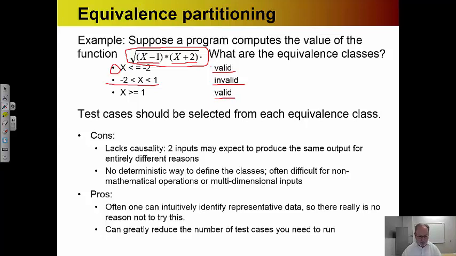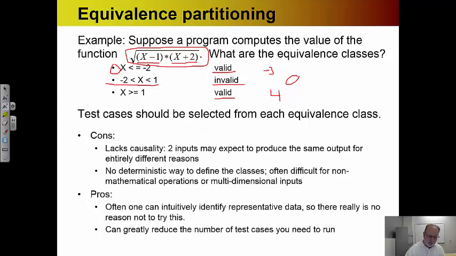So I identified 3 equivalence classes. I should pick test cases from each equivalence class. So I should pick minus 3 for the first one, something as simple as 0 for the second one, and 4 for the third one. Anything that's representative, all right? So instead of the full range of integers and picking things willy-nilly, I have some rationale to pick representative values, and I only need 3 test cases, and I have confidence that things will work. Now, what are some of the pros and cons of this?